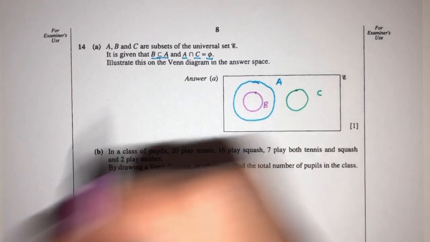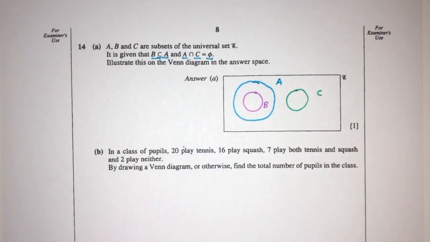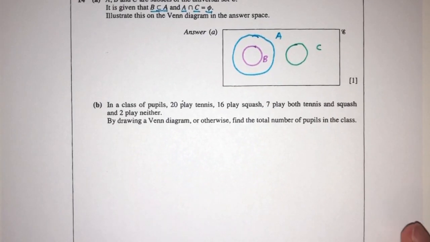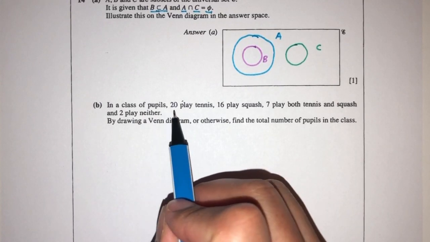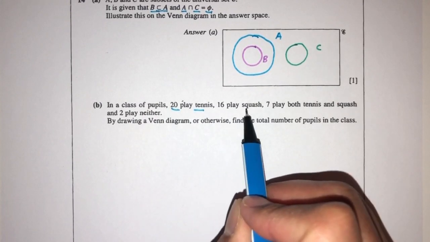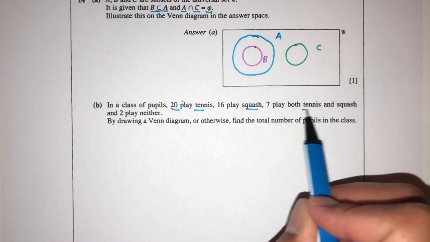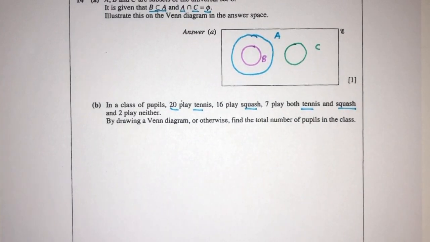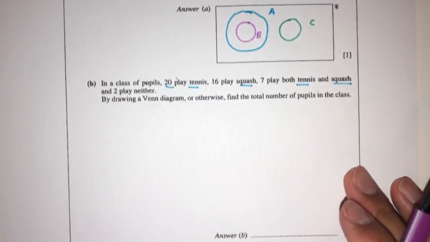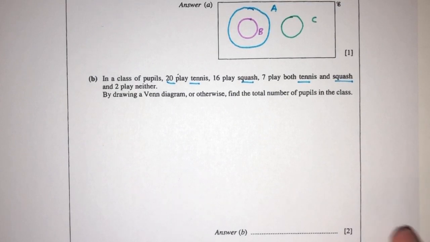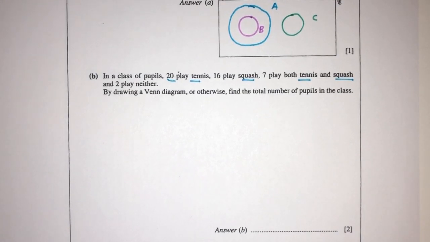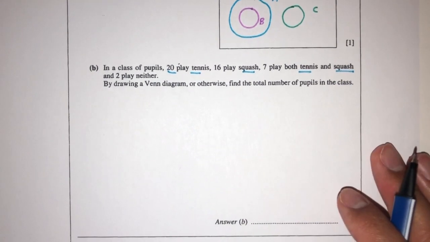Okay, so this is part 1 of question 14. Now part B: in a class of pupils, 20 play tennis, 16 play squash, 7 play both tennis and squash, and 2 play neither. So of course, let's always try to draw something to help us find the answers that we need to find. So let me use the blue color.